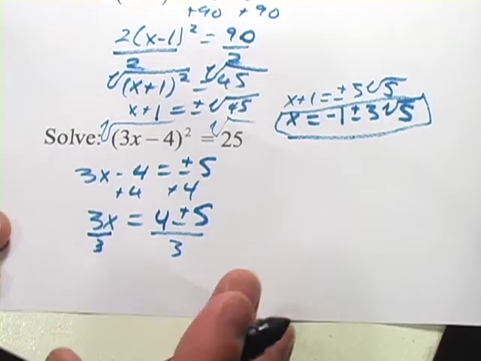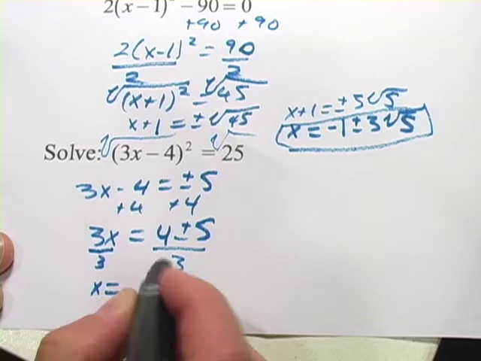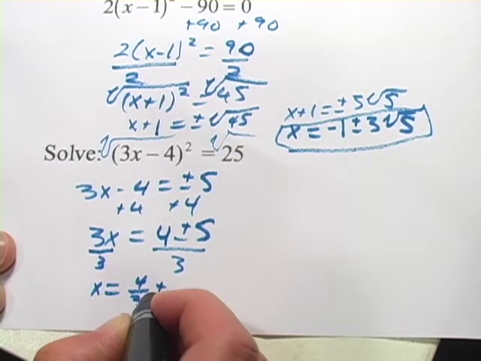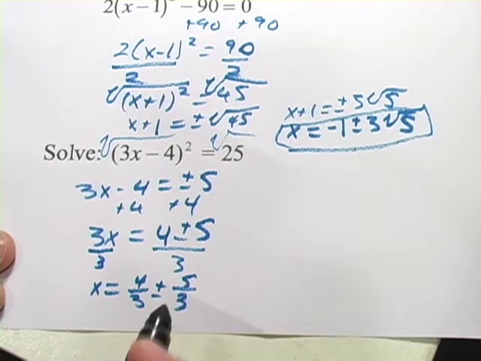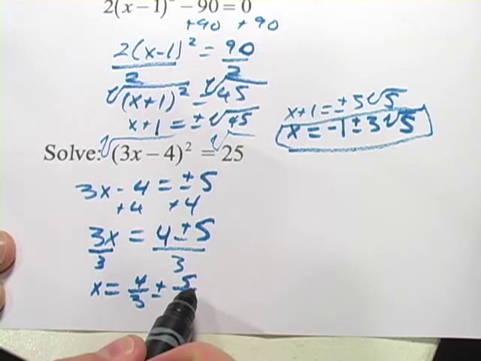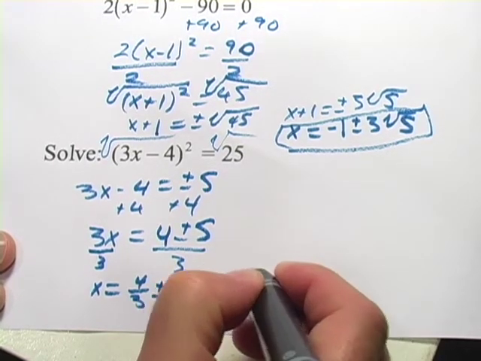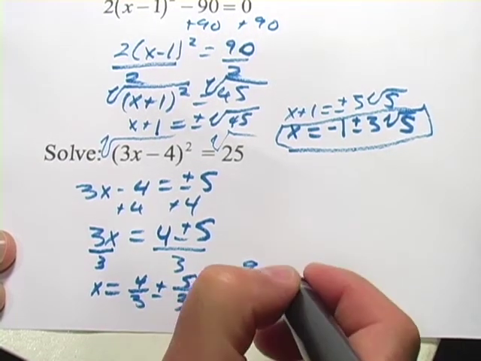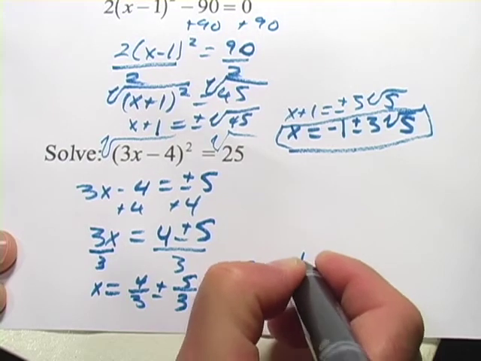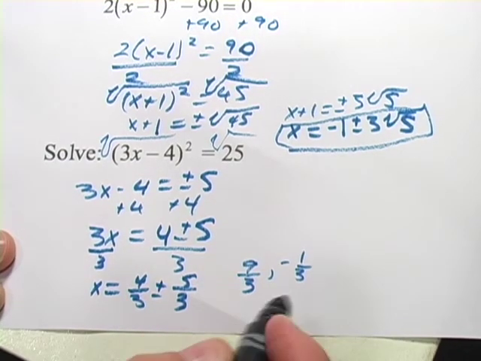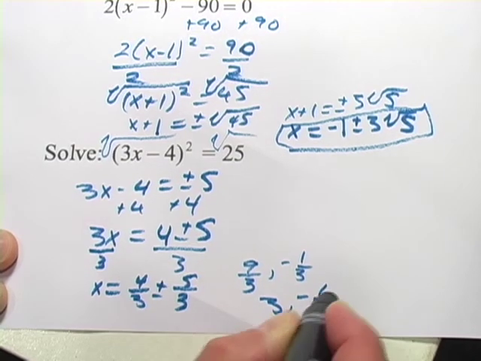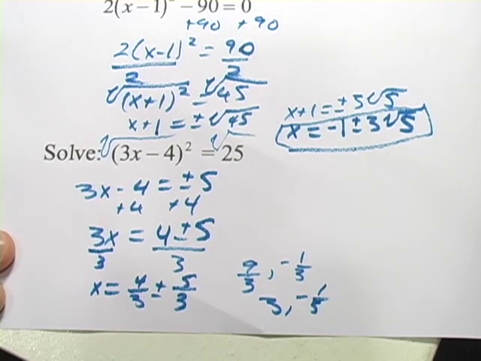And I get x equals 4/3 plus or minus 5/3, and I could figure it out from there. So 4/3 plus 5/3 would be 9/3, and 4/3 minus 5/3 would be negative 1/3, and 9/3 of course is 3. So my answers would be 3 and negative 1/3. So that's how to solve these quadratics with the square root rule.